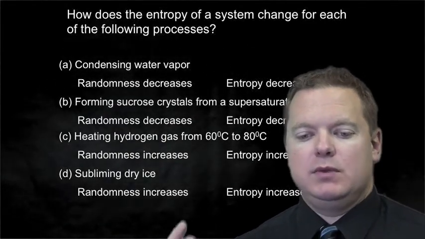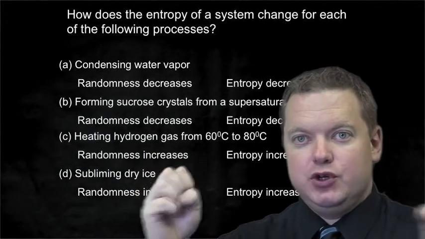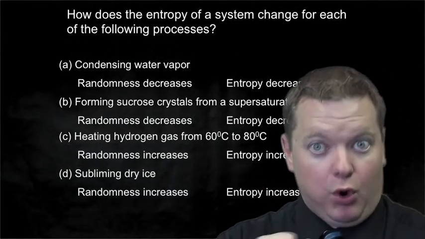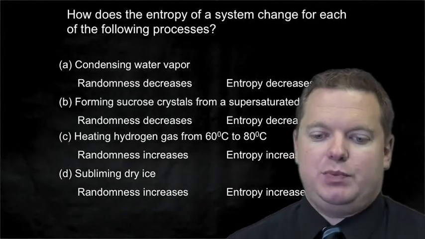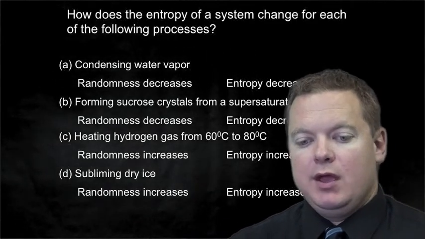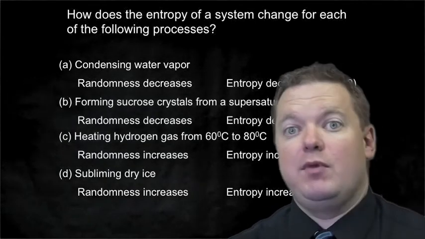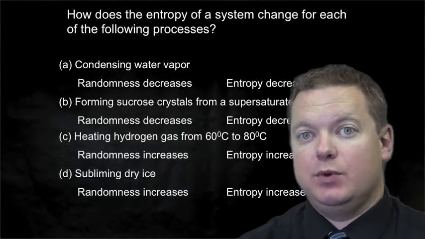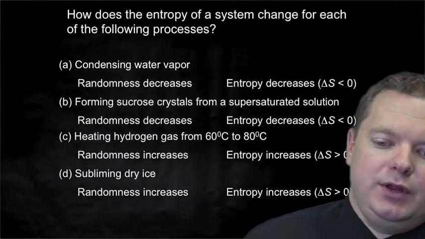If we form solid sucrose crystals from a supersaturated solution, so they're in solution and they're going to form a solid, again we see a decrease in randomness, we get more order in our system, which means our delta S is negative, or entropy decreases. Heating a gas from 60 to 80 degrees Celsius, again, remember, entropy is related to temperature, so we increase the temperature, we increase the entropy, which means in this case, entropy is going to increase.